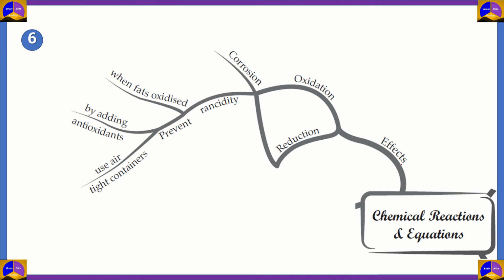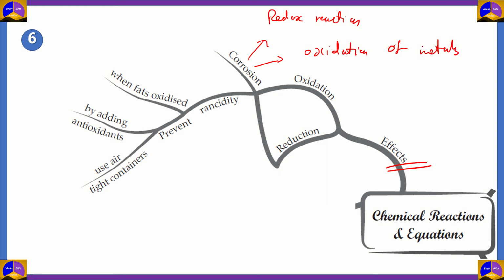So when we look at oxidation and reduction, they affect our lives very much, and a classic case for this is corrosion. Corrosion is a redox reaction, and this happens due to the oxidation of metals, and the oxygen in water gets reduced to oxide ions. So therefore, corrosion is a redox reaction involving the oxidation of metals, which causes damage.